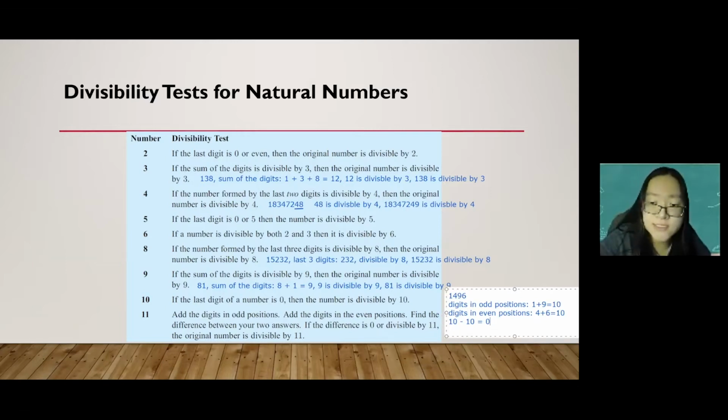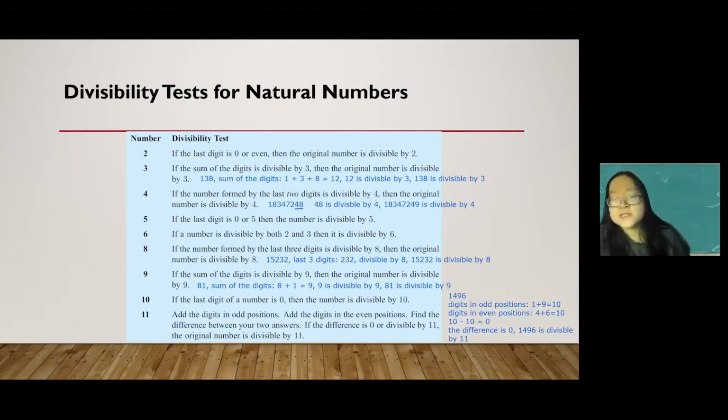So the difference is 0, so we know that 1,496 is divisible by 11. And if the difference were 11 or 22 or 33, etc., that would mean that the difference is divisible by 11, so the original number would also be divisible by 11.